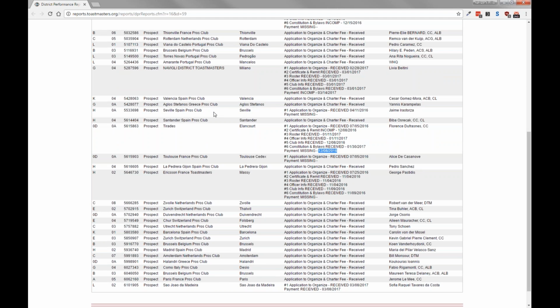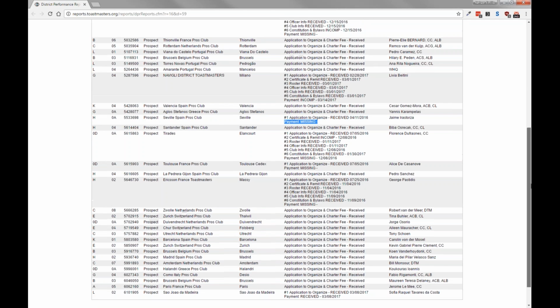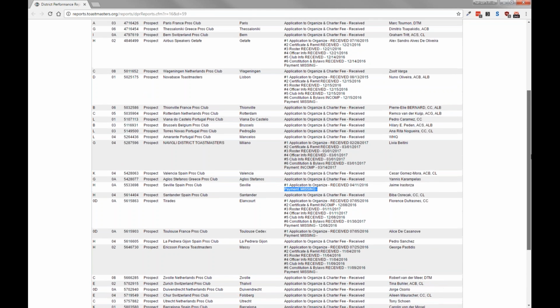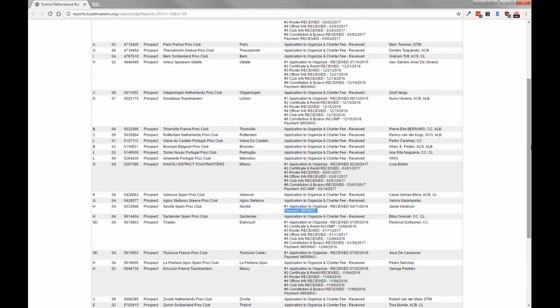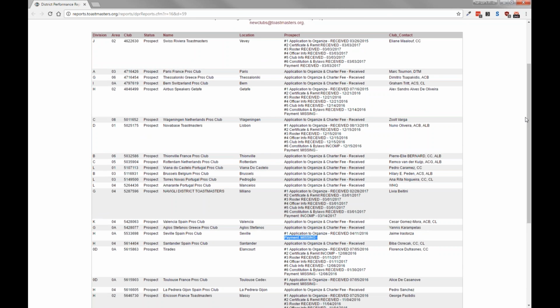Additionally, as an example, the club from Seville, the application to organize was sent, but there is payment missing for the starter kit. I know this is also a corporate club. So you can see that I can follow up all clubs here, and we can understand what the status is. And if you ask for help, I can reach out to our colleagues in the United States and unblock any kind of situation, from their side or from the club side.